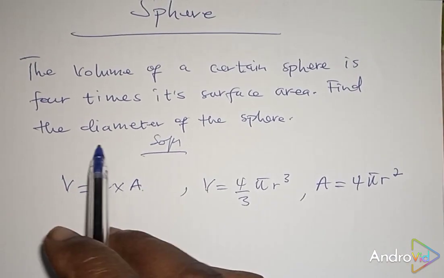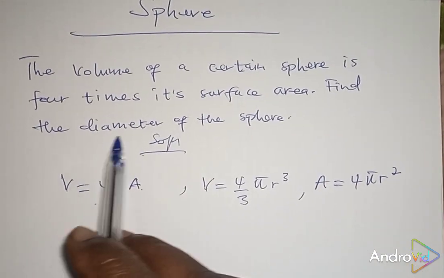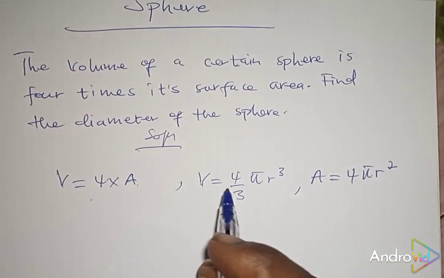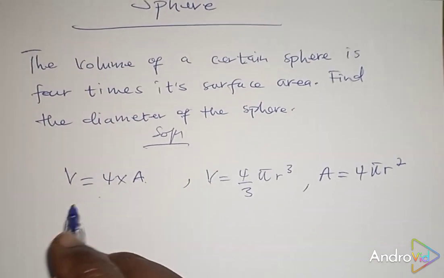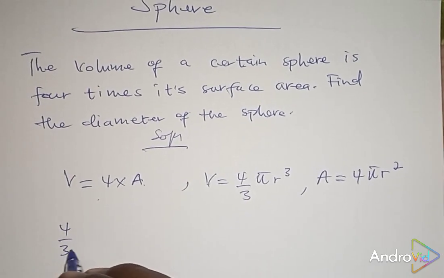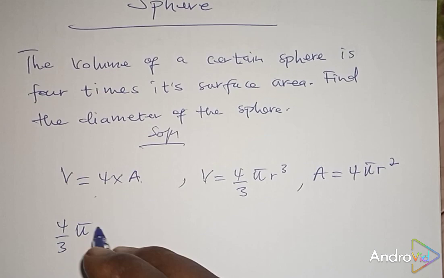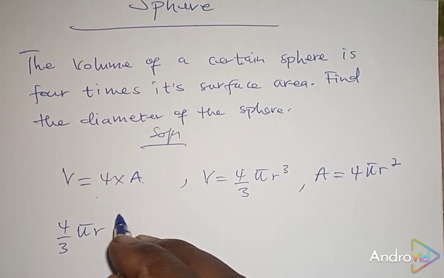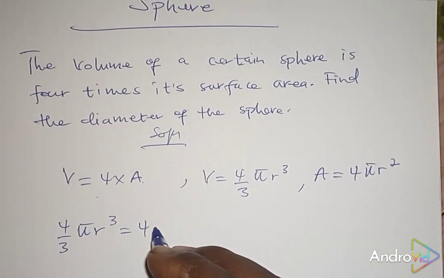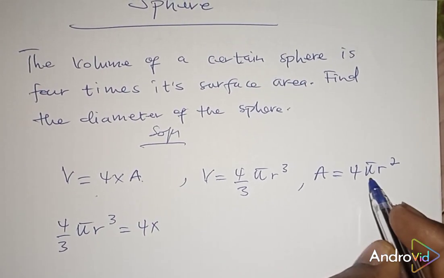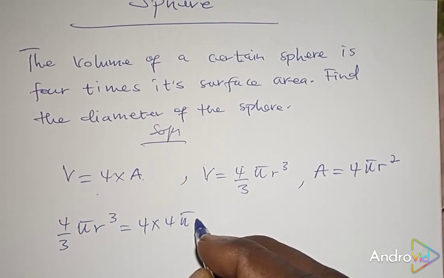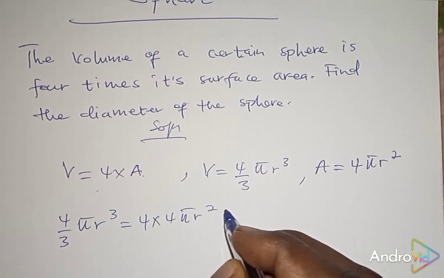So here we've been asked to find the diameter. Before you can get the diameter, we need to know the radius. Okay, so now let's substitute. If you substitute, you are going to get 4 over 3 pi r cubed is equal to 4 times the area, 4 pi r squared.